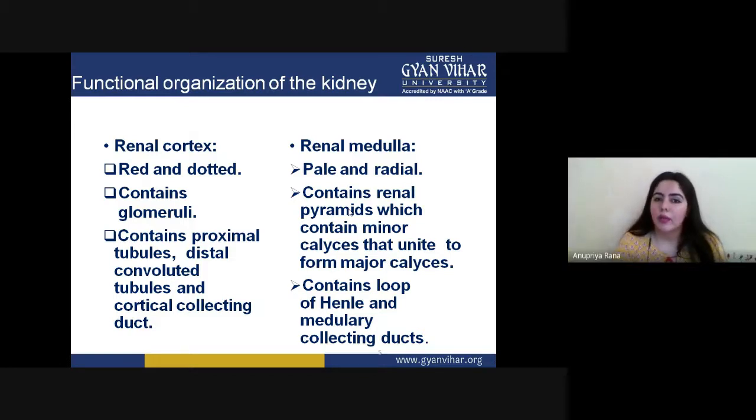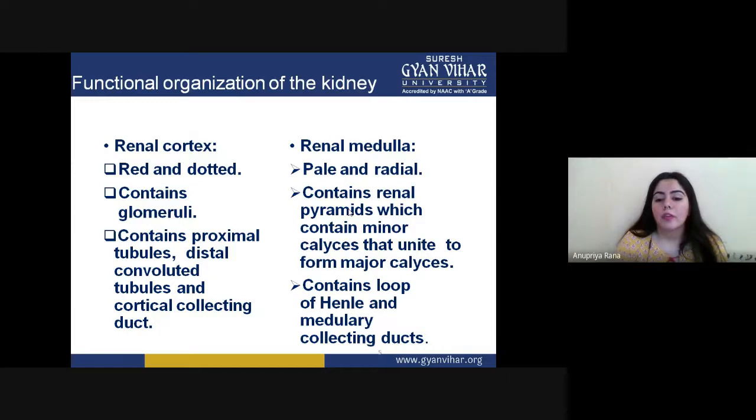Renal cortex was red and dotted, but the renal medulla will be pale in color and radial in symmetry, so it contains renal pyramids. The pyramids we just saw in the diagram will be present inside the renal medulla, which contains minor calyces that unite to form major calyces. So each and every pyramid has minor calyces, and after the union of these small minor calyces, they are going to convert into the major calyces.